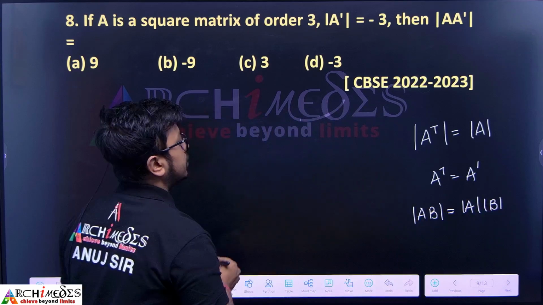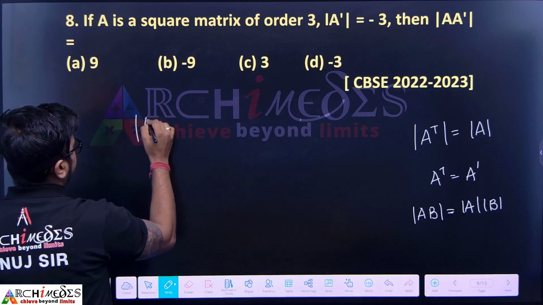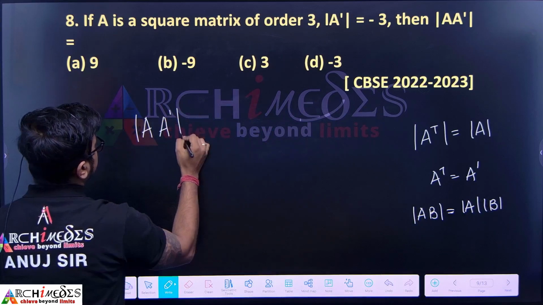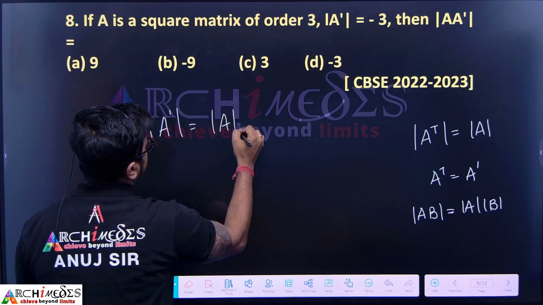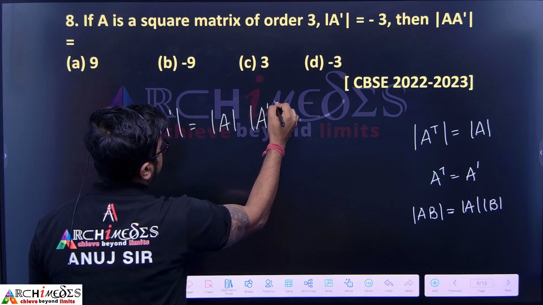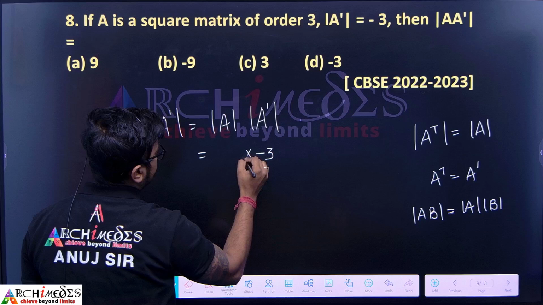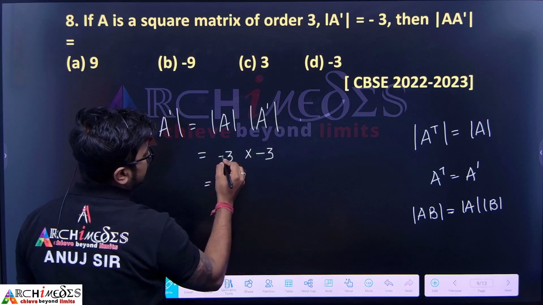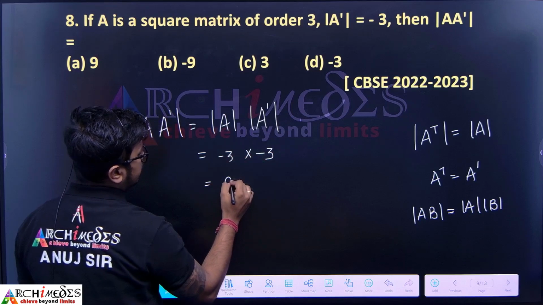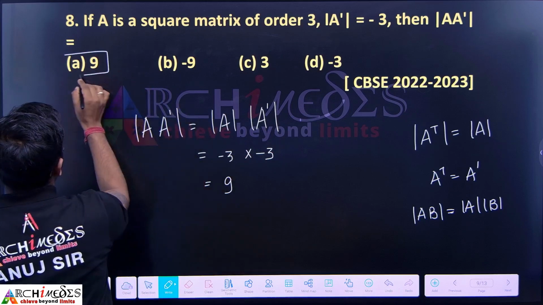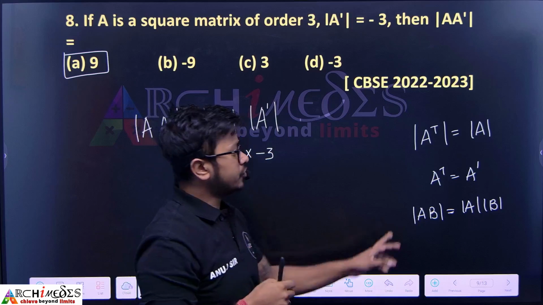Clear? So look over. We have to find the determinant of A and A transpose. Isn't it determinant of A into determinant of A transpose? As I have already told you, the determinant of A transpose is minus 3. So this is also minus 3. So minus minus plus. So 3 into 3 is 9. So this is your answer. Any doubt? I'm using these two properties.